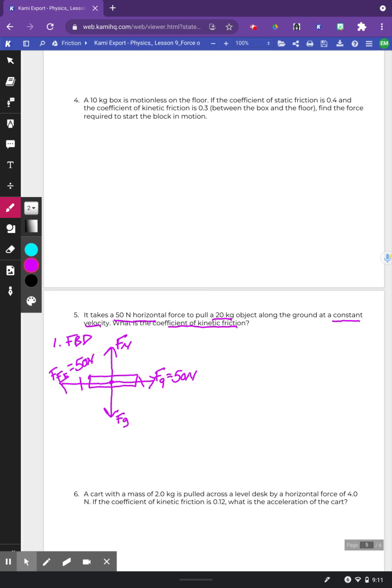So that's 50 newtons. All right, what I don't know right now are the magnitudes of the force normal and the force of gravity. So I'm going to solve for those. Just resolve for all of the forces that I can. Okay, so I'm going to look for force of gravity. And I know this is mass times acceleration due to gravity. My mass is 20 kilograms. Acceleration due to gravity is negative 9.81 meters per second squared.